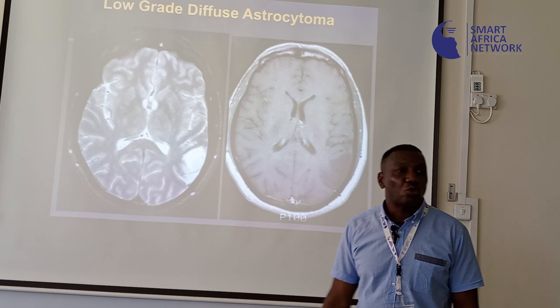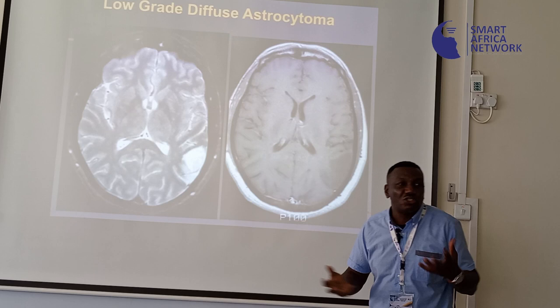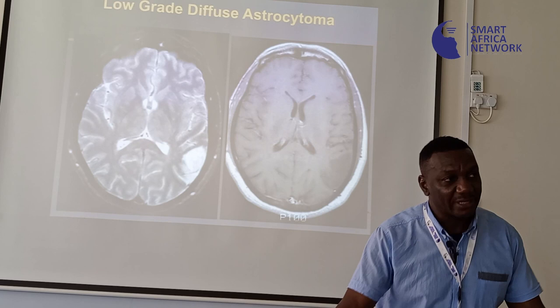So, on a T1 weighted image, this is the T1 weighted image, this is the T2 weighted image. On T1, where the CSF is, not necessarily the ventricles, where CSF is, anywhere in the brain, on the T1 weighted image, it's the basic sequence, the CSF will appear dark.